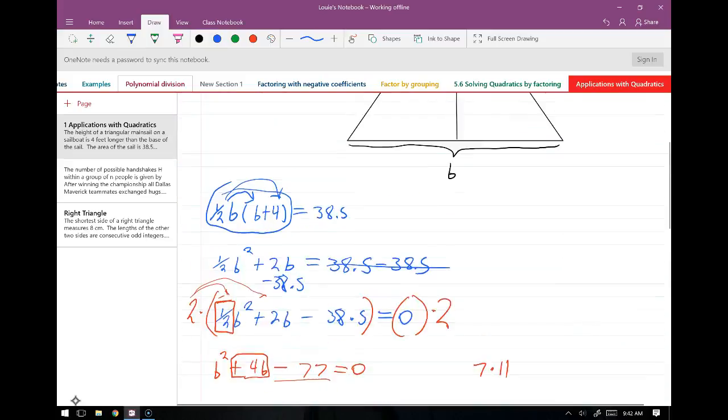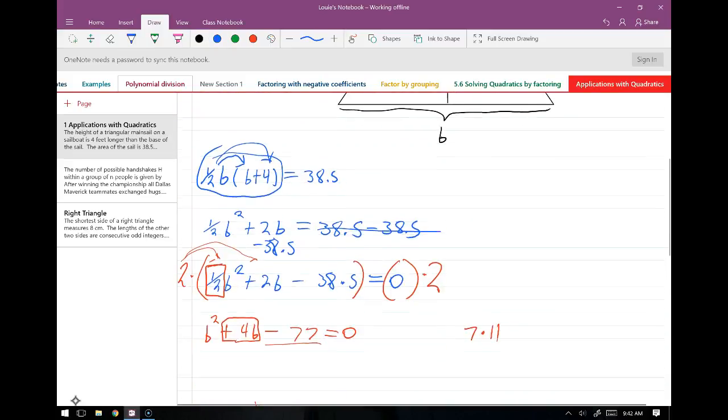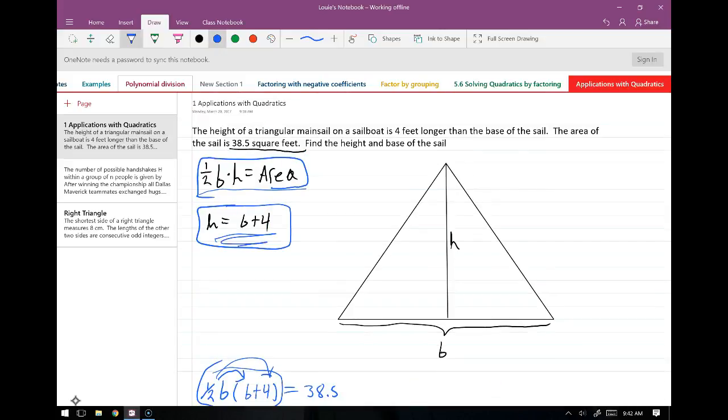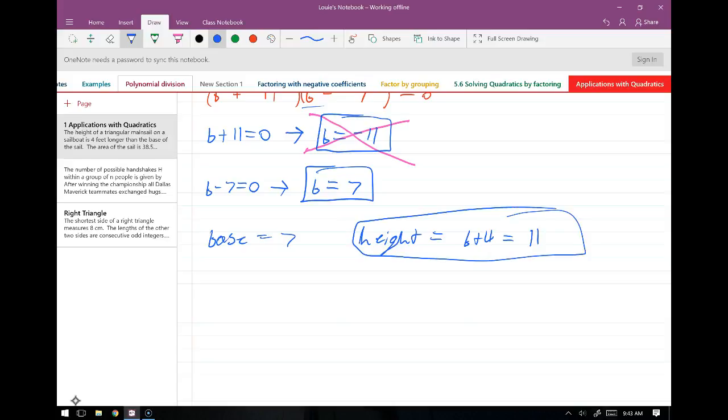Now, what does the height equal? Well, the height, as we see right here, was just equal to the base plus 4, right? Right here. Height equals base plus 4. They gave it to us in the problem. So the height is equal to base plus 4, which is equal to 7 plus 4, which is 11. All right, so we have a height of 11 and a base of 7 for that triangle.